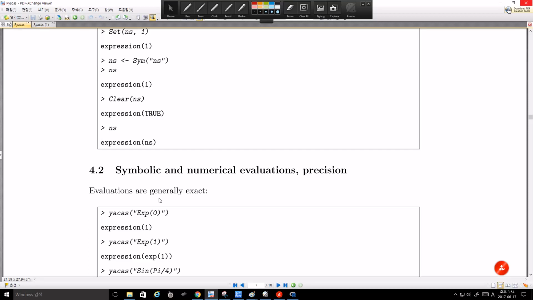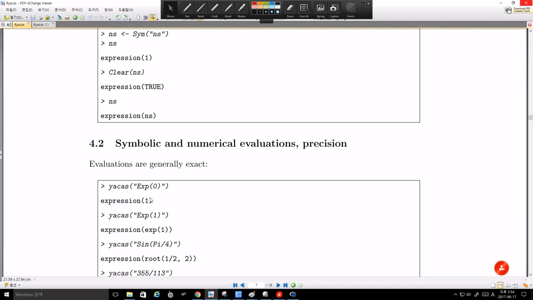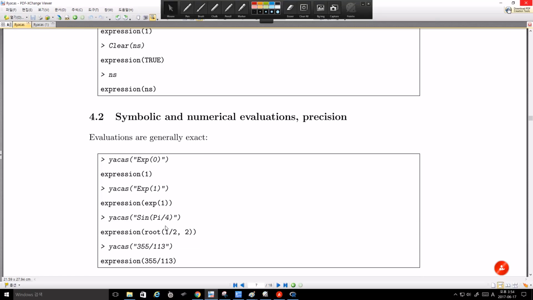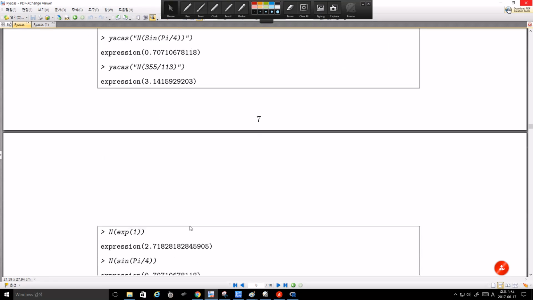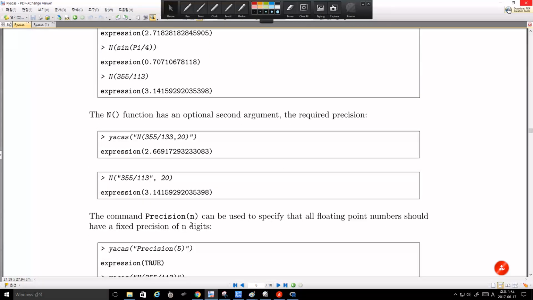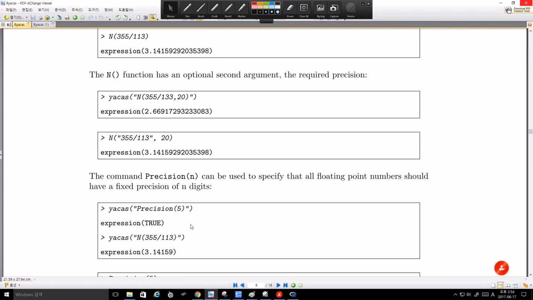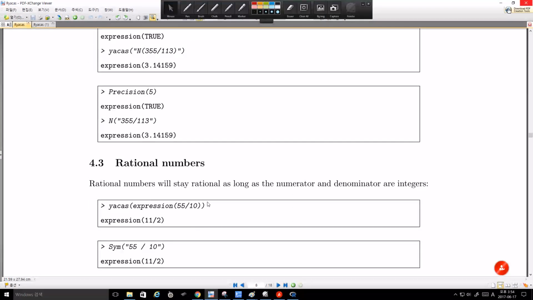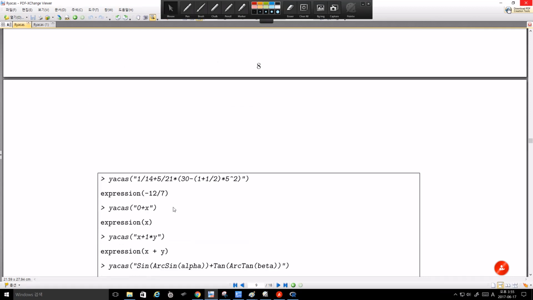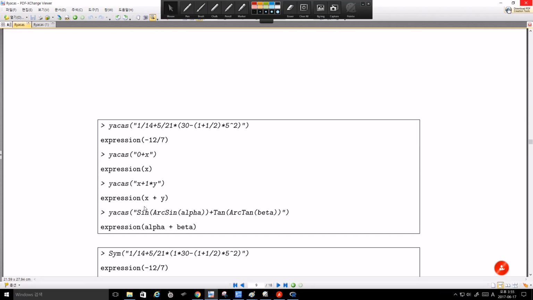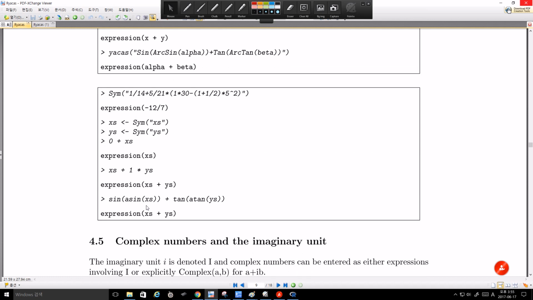Okay. Then numerical evaluation: exponential 1, numerical exponential pi, root of 12, yes, you can do many things, so skip. They are too easy, so I want to skip. Precision. Now rational numbers, expression, and the symbolic calculation, yacas this one, expression, and then skip.